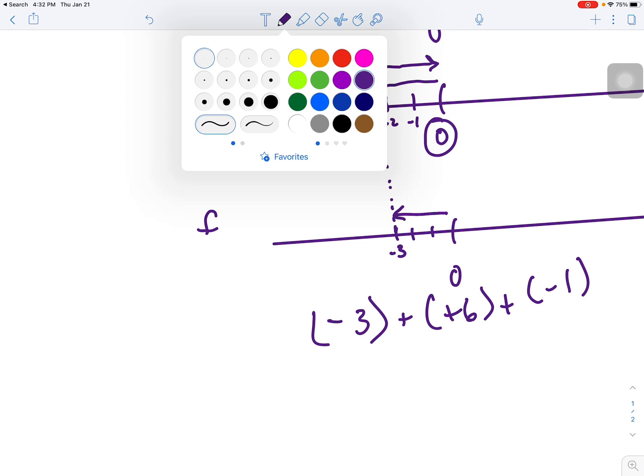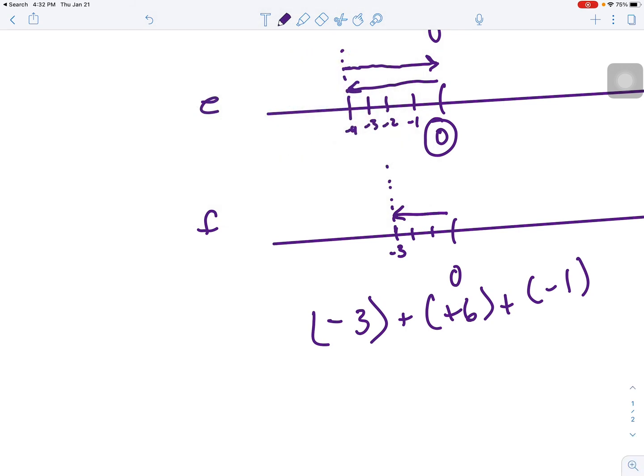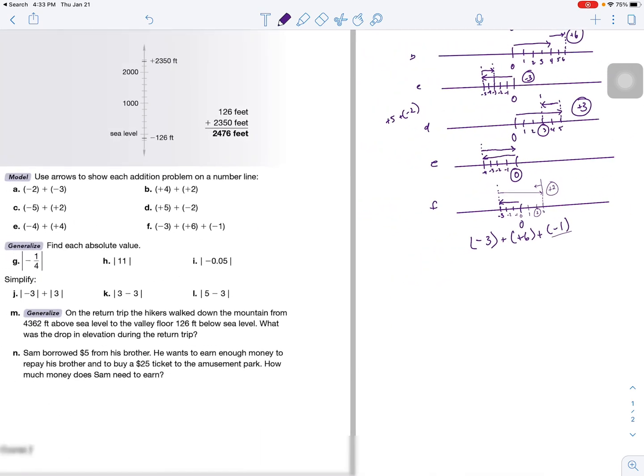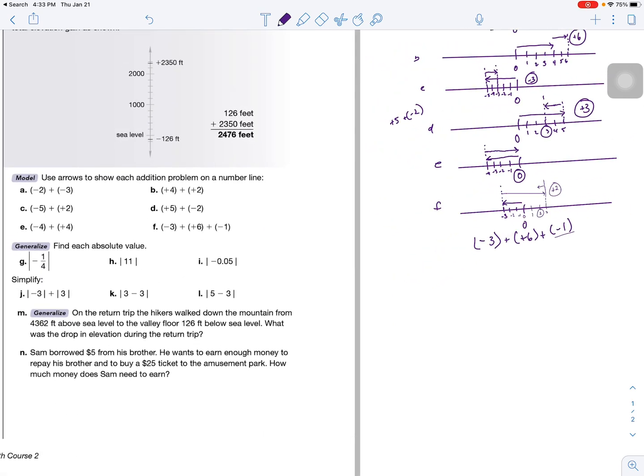And then, I'm just going to try to make my pen a little smaller. Then we have to go positive 6 from there. So we go 1, 2, 3, 4, 5, 6. So then we wind up being at 3. Now it's saying we got to add a negative number, so we're going to go back negative 1. So our answer is plus 2. So hopefully that showed you how to plot that on a number line.